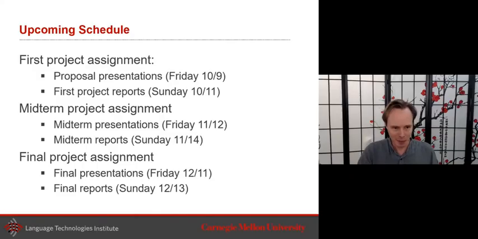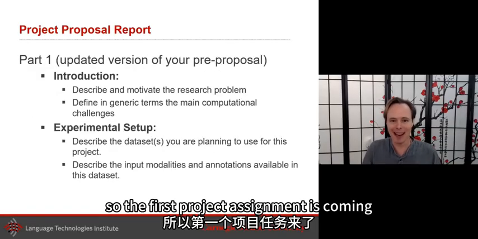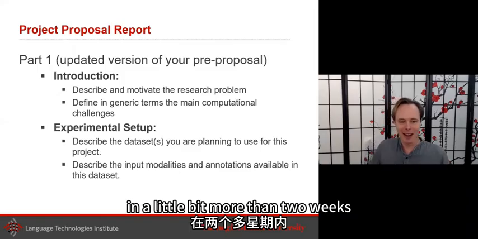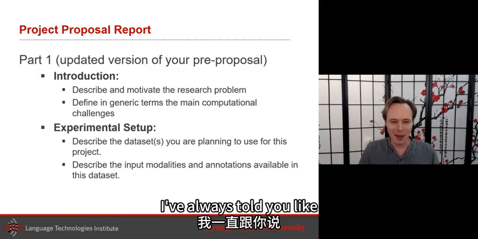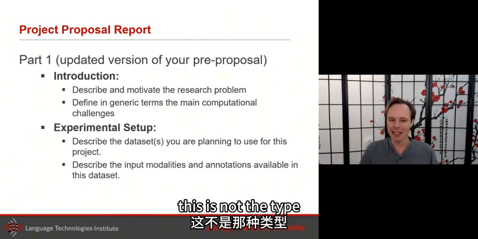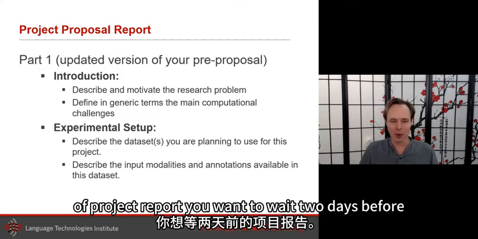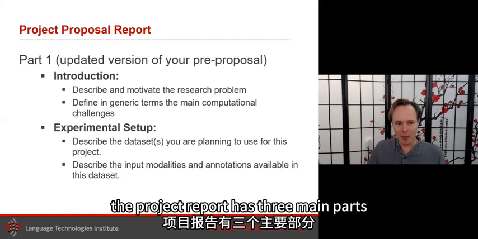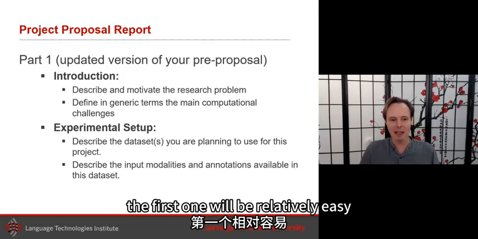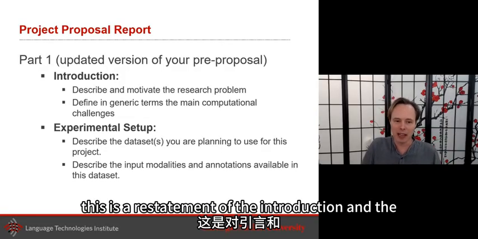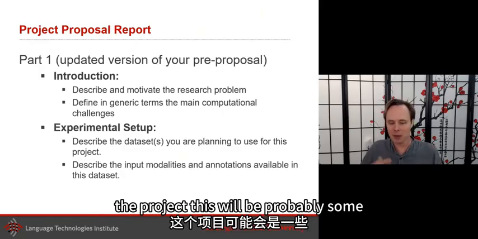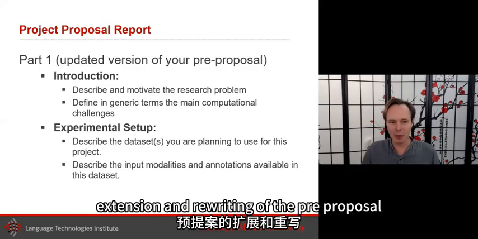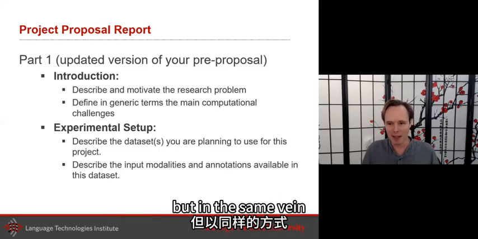So the first project assignment is coming in a little bit more than 2 weeks. So it's good to start working now. Don't wait. I've always told you, don't wait 2 days before the deadline. This is not the type of project report you want to wait 2 days before. The project report has 3 main parts. The first one will be relatively easy. This is a restatement of the introduction and the experimental setup you're planning for the project. This will probably be some extension and rewriting of the pre-proposal, but in the same vein.